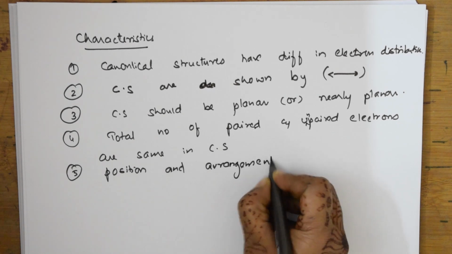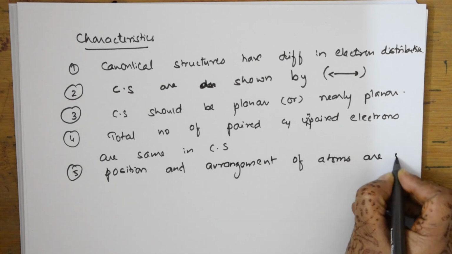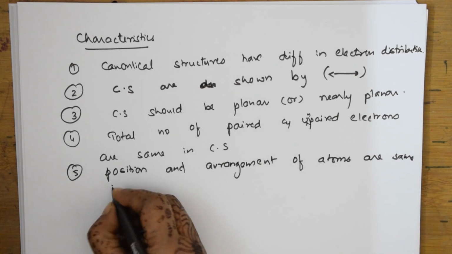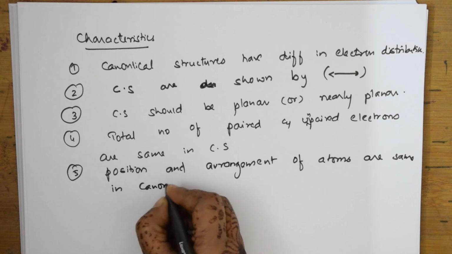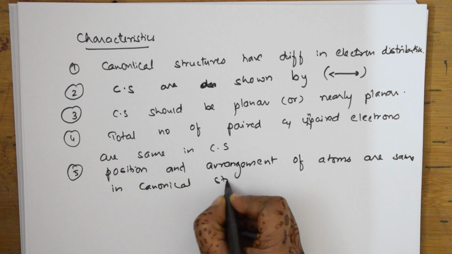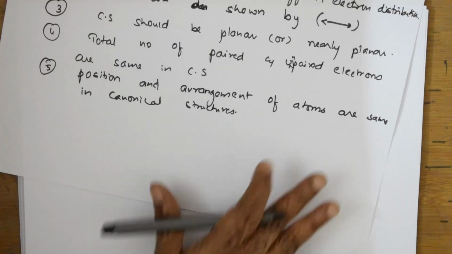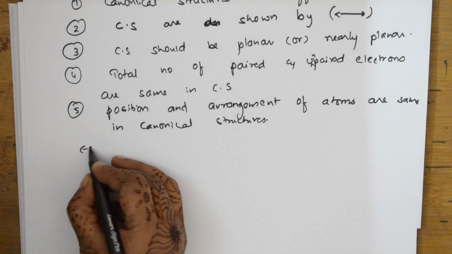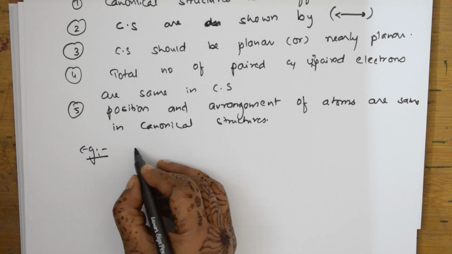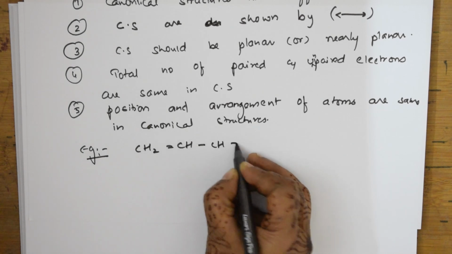Position and arrangement of atoms are same in canonical structures. Okay, now we have written so much, isn't it? Let's see what I wrote and how we should relate it with an example. So first, suppose I take an example: CH2 double bond CH single bond CH double bond CH2.